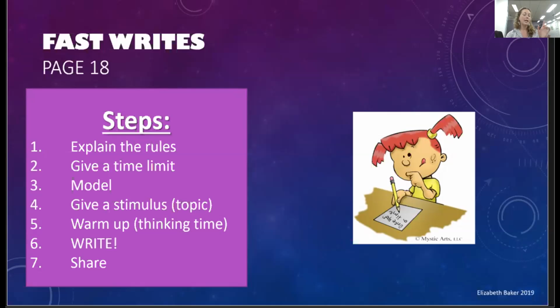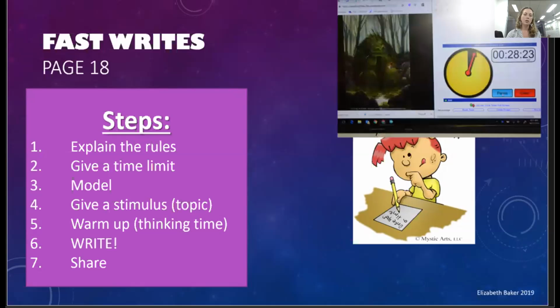I've seen students who completely turned off writing. They'd groan as soon as it was writing time. When you told them that it was a time for a fast write, they would just light up. They were so excited. Again, down in our junior years, you can totally use fast writes as well. You're modifying how long they're going to go for.